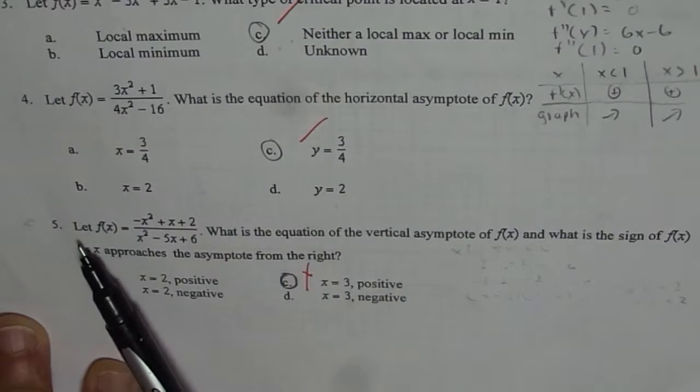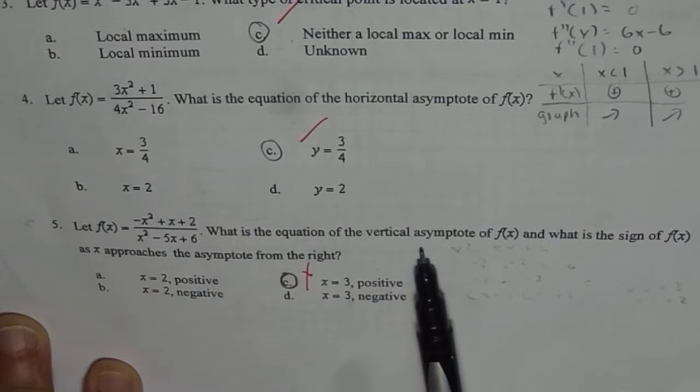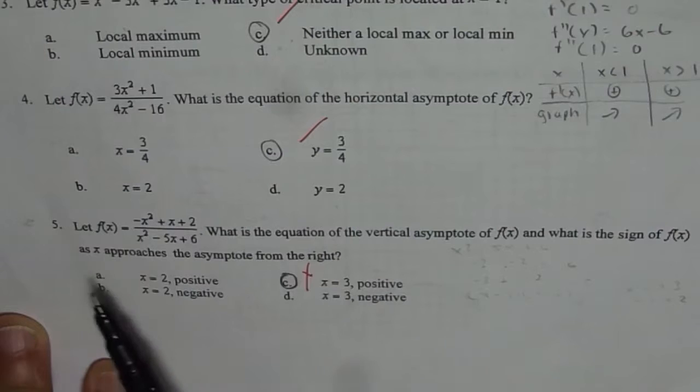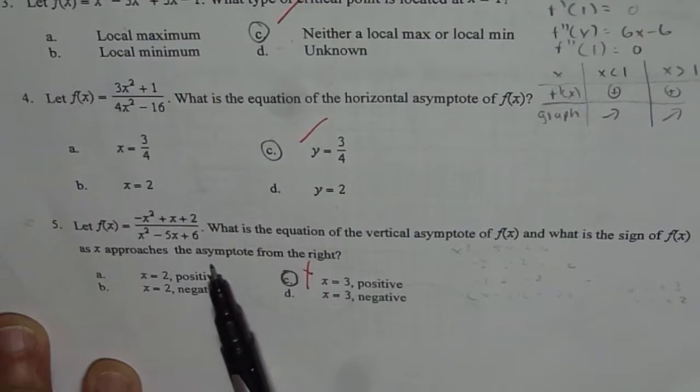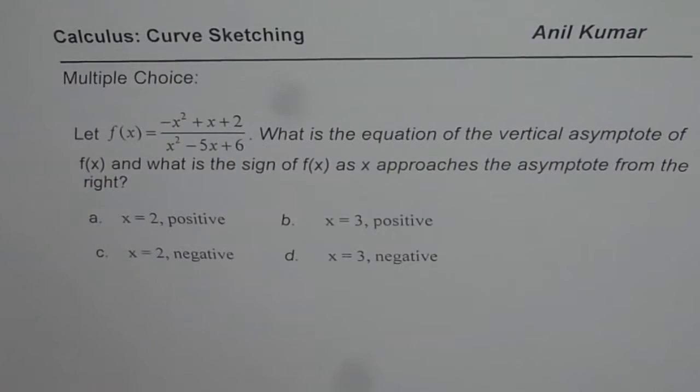It says, let f of x equal a rational function. What is the equation of the vertical asymptote of the function, and what is the sign of f of x as x approaches the asymptote from the right? Here is the question to discuss.